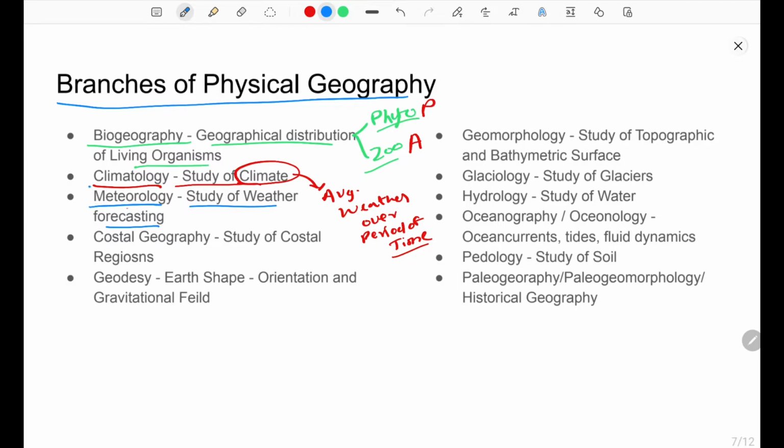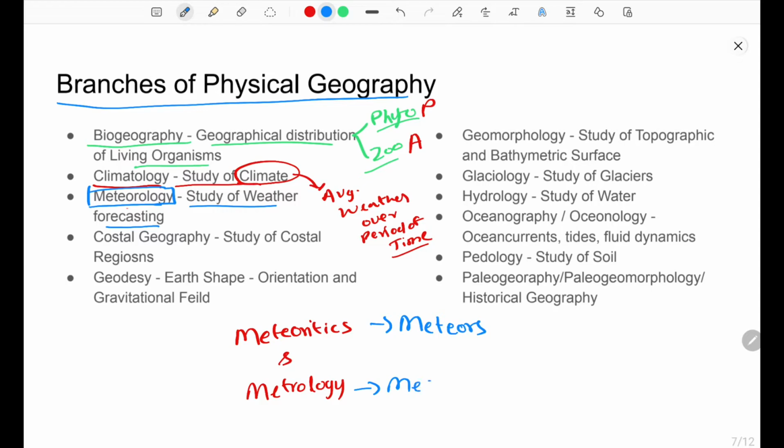Meteorology is often confused with meteoritics. Meteoritics deals with the study of meteors, whereas meteorology deals with the study of weather and measurement. So from an MCQ point of view, students mostly get confused here. Meteorology is the study of weather forecasting and measurements, and meteoritics is the study of meteors.